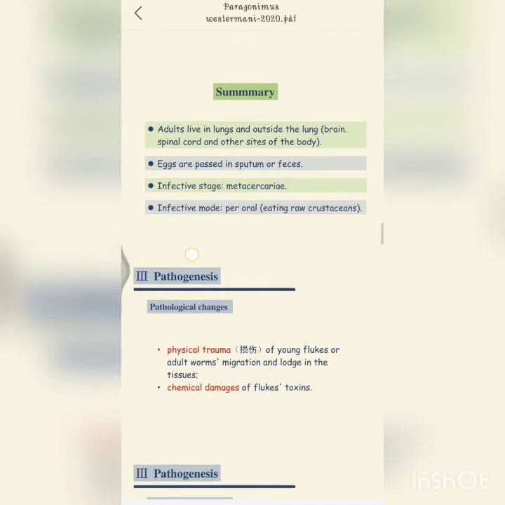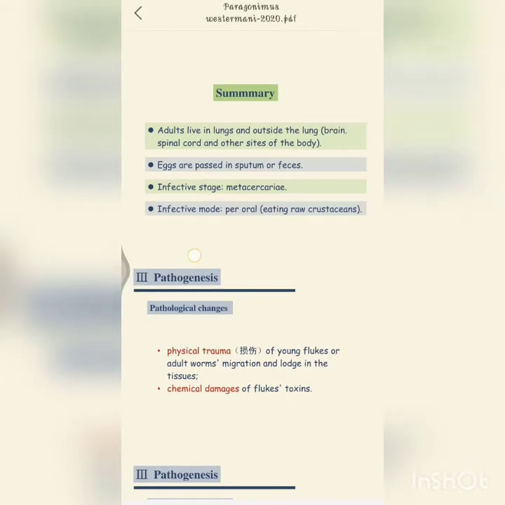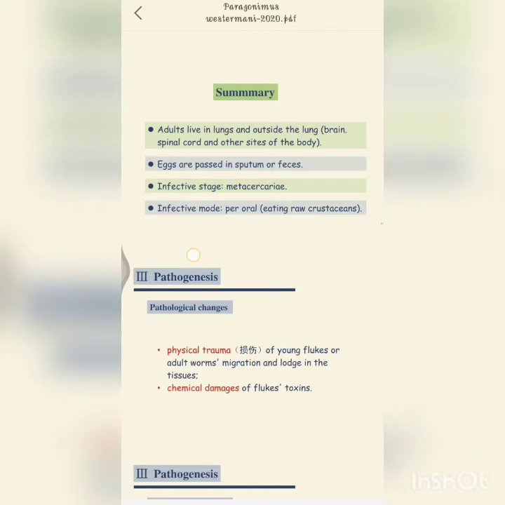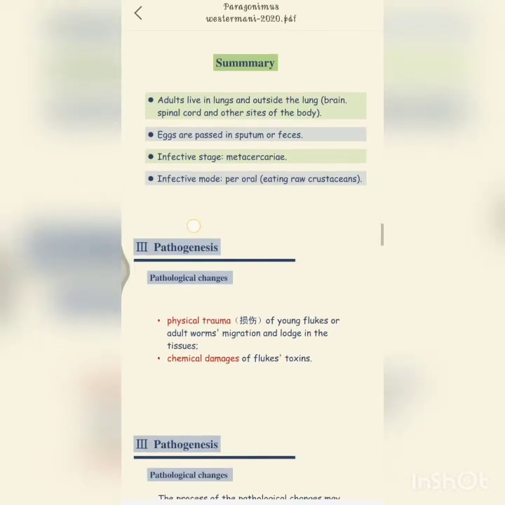And the summary is nothing but the adults live in the lungs and outside the lung, in the brain. So sometimes it may be the pulmonary type or extrapulmonary paragonimiasis. If it is extrapulmonary paragonimiasis, it goes to the brain, spinal cord and also other sites of the body. The eggs are passed in the sputum or feces.